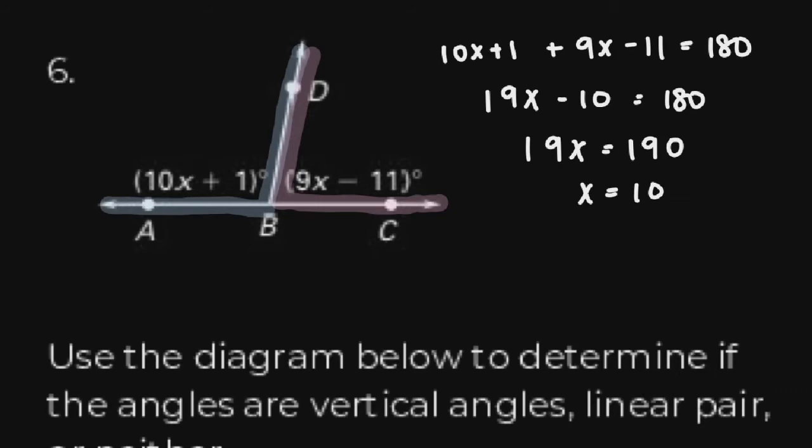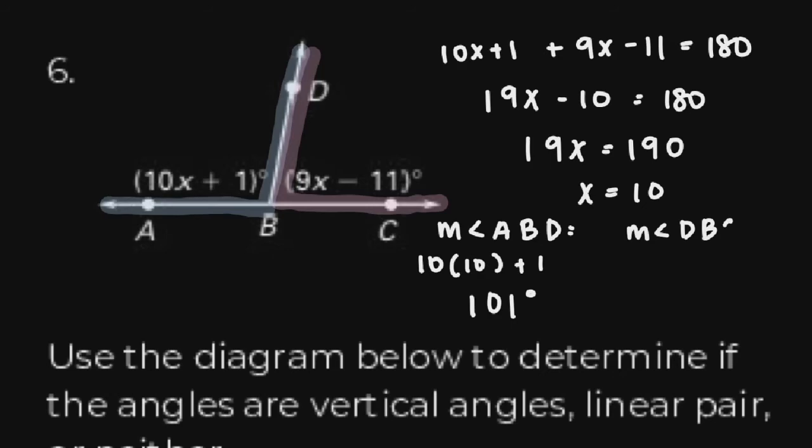Then to find the measurement of each angle, we can plug in 10 into x. So measure of angle ABD is going to be 10 times 10 plus 1. So that's going to be 101 degrees. And the measure of angle DBC is going to be 9 times 10 minus 11. And that's going to be 79 degrees. And a way to check is to add these two together, and that should equal 180 degrees.